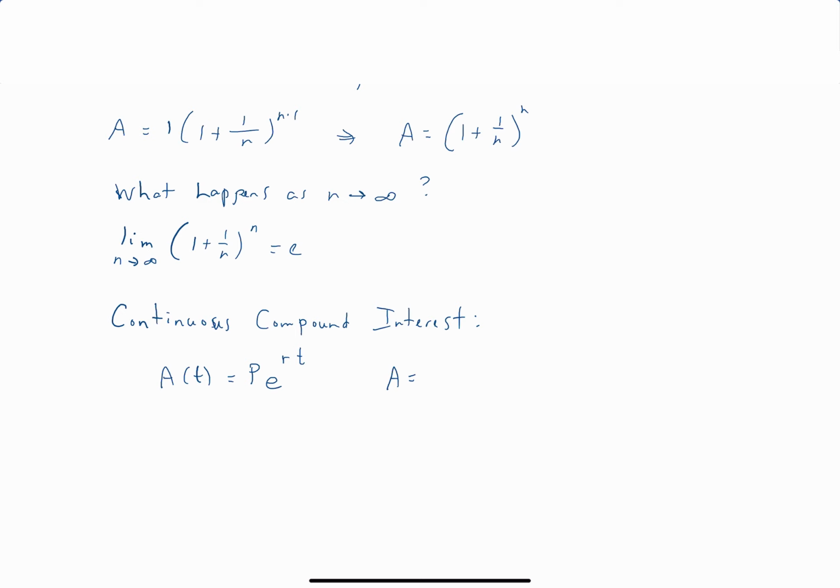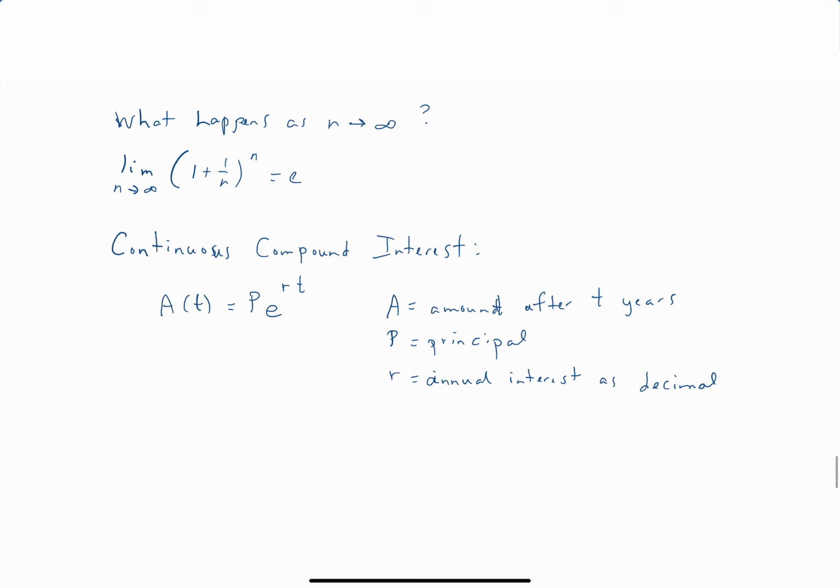Maybe we should get that in the notes. A equals amount after t years. P is the principal. I'm not going to write this out, but hopefully you know that means the amount invested originally. R is the annual interest rate, expressed as a percent, as a decimal, and t is the number of years.